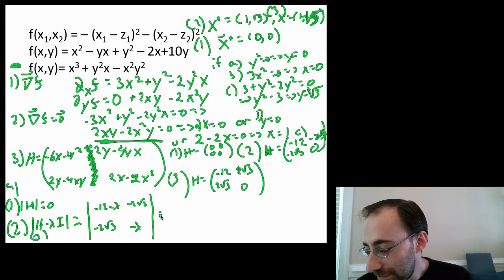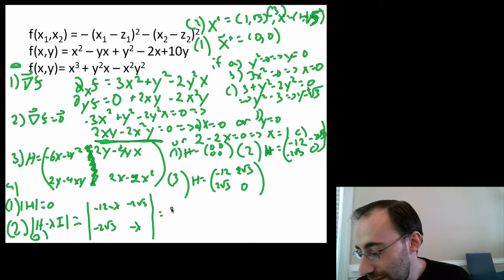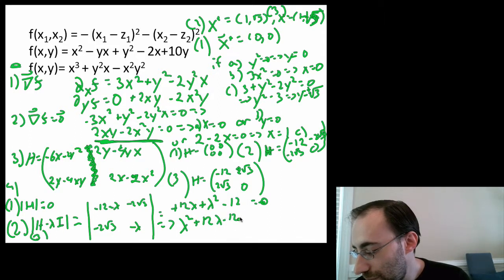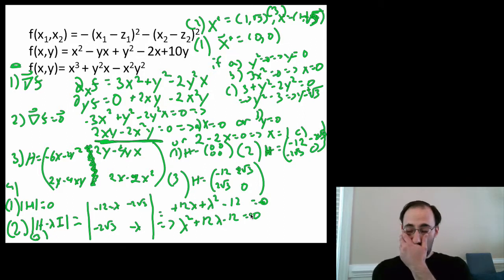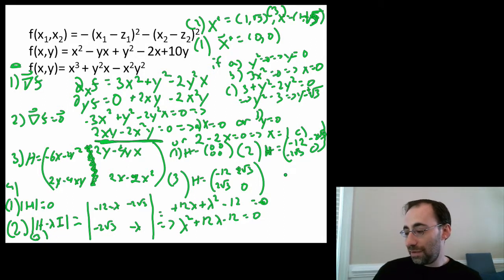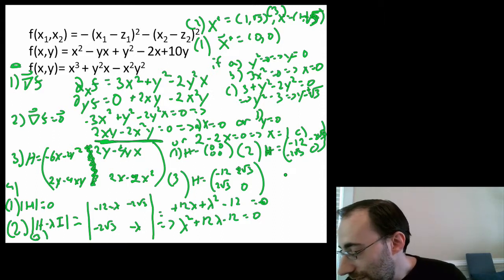So what's this? Well, it's negative 12 lambda, sorry, positive 12 lambda plus lambda squared minus 4 times 3 is 12 equals 0. That implies lambda squared plus 12 lambda minus 12 equals 0. I don't know this offhand, and I think I'm running out of room here, which is very unfortunate. But let's do the quadratic formula for this thing. And what do we get?